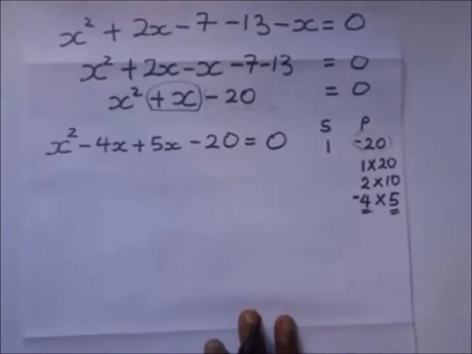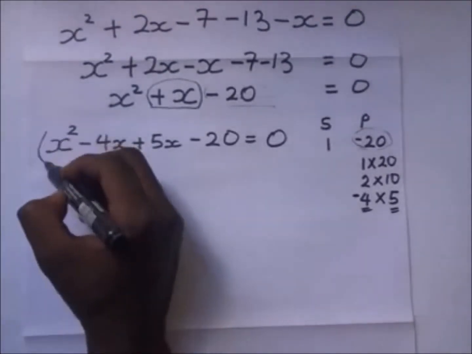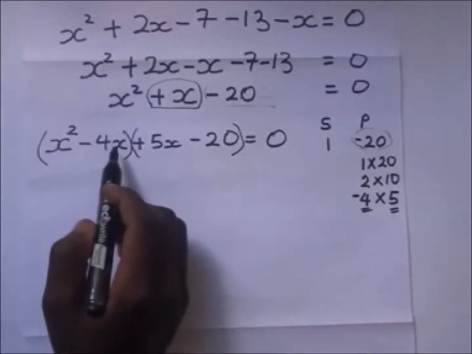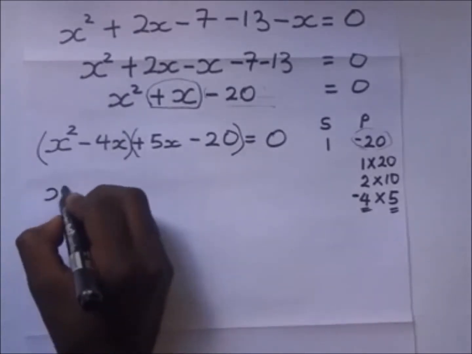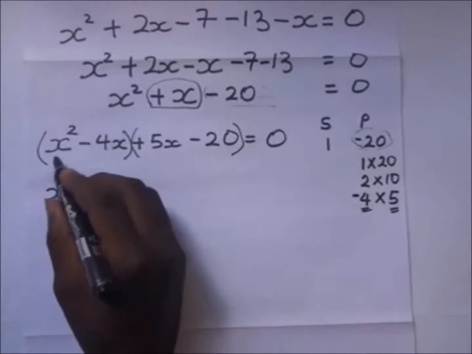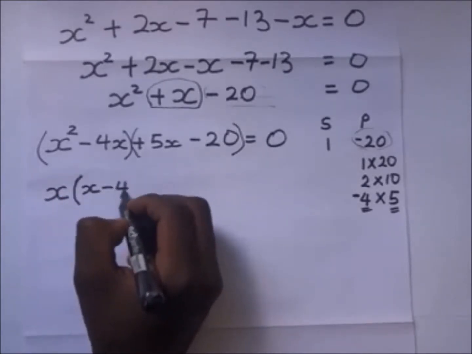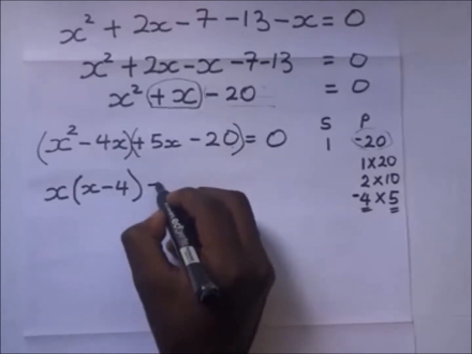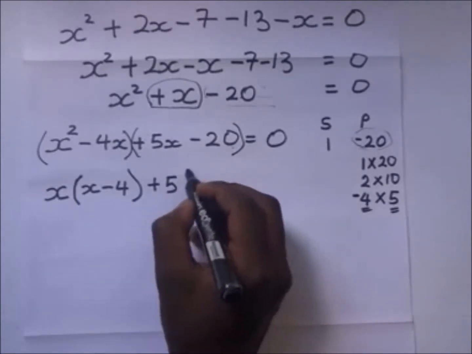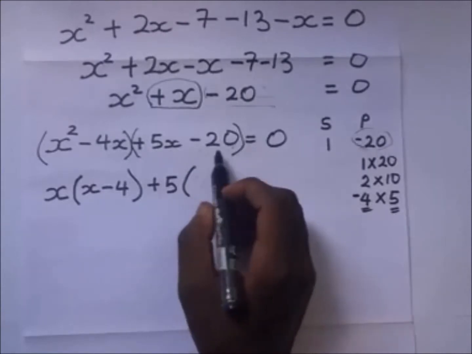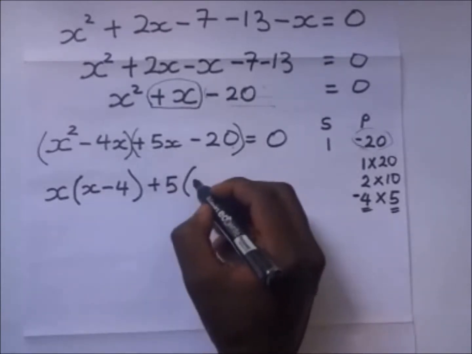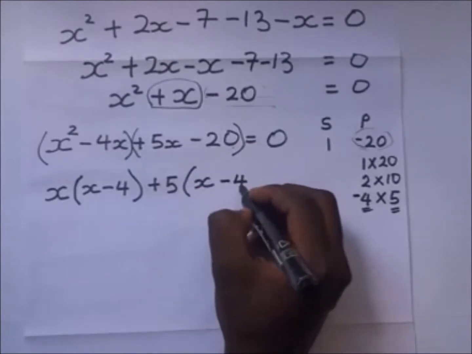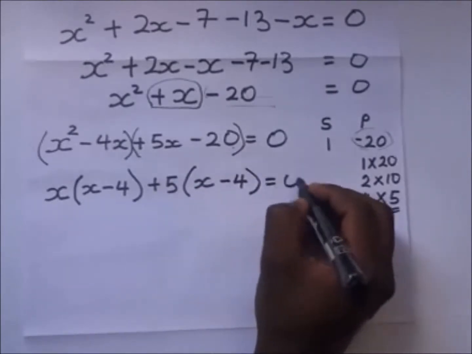So we'll go ahead and factorize. Factorizing this, put this in brackets, put that in brackets. The common factor here is x. So we put x outside the brackets into x minus 4. Then the common factor here definitely is 5. So it's plus 5 into, that's going to give us 5x divided by 5 is x. Negative 20 divided by positive 5 is negative 4. Is equal to 0.